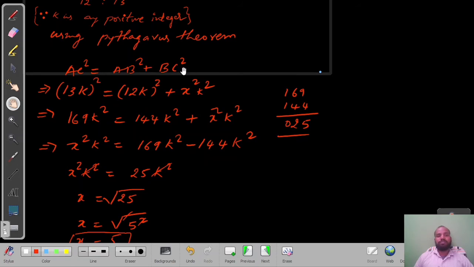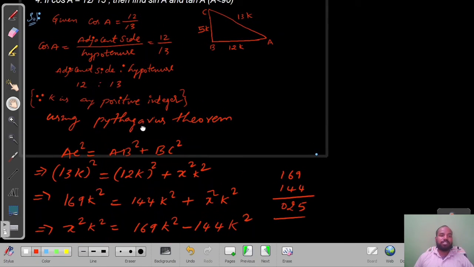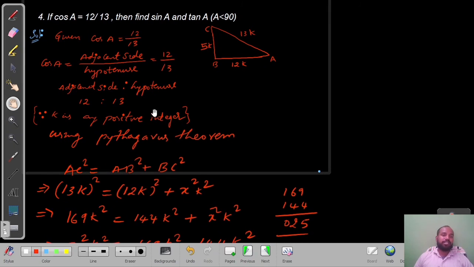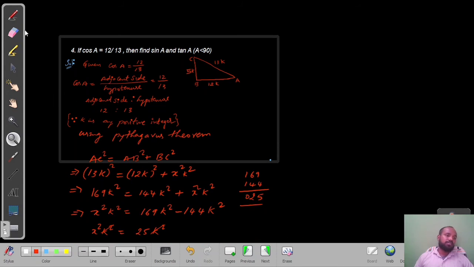No issue with this. BC square, BC square, BC square. Instead of X square, you can write BC square also. No issue with that. Whether we get the correct answer or not, that is most important here. Whatever variables you are using doesn't matter. So now we got all the values, and then we are going to find what is being asked.